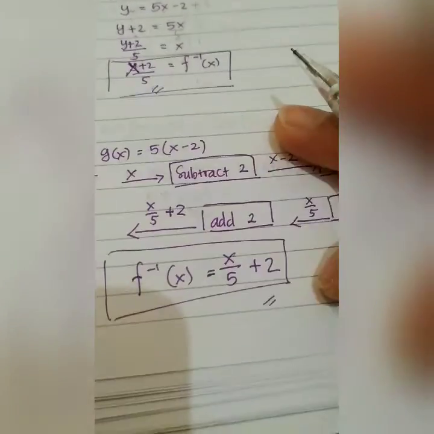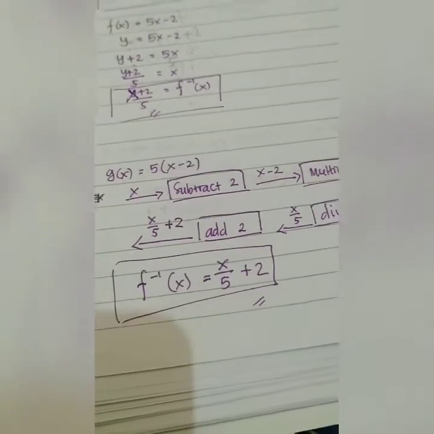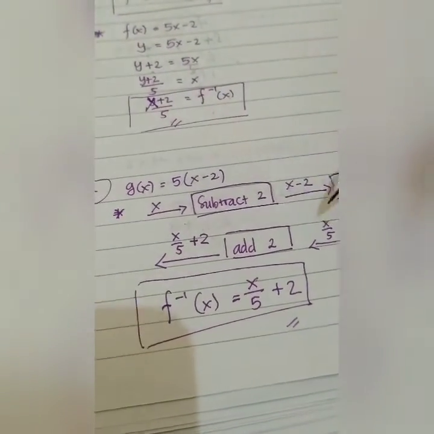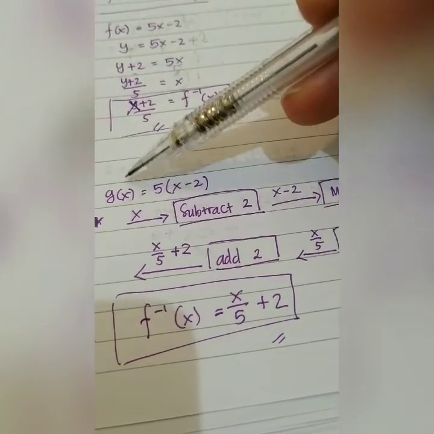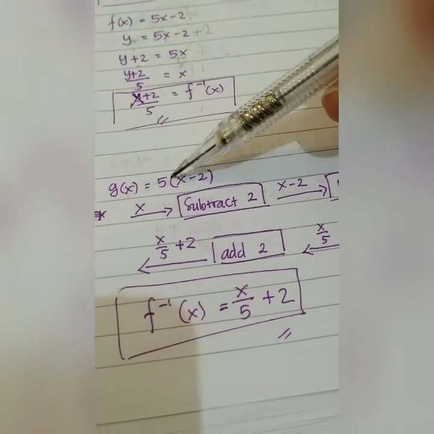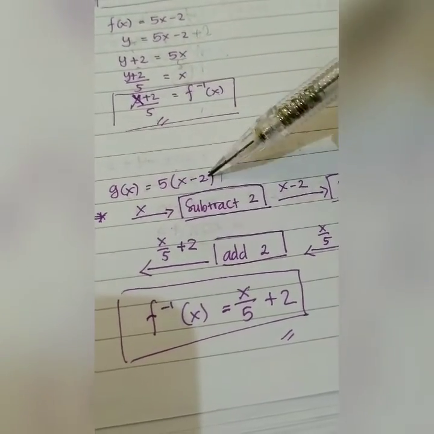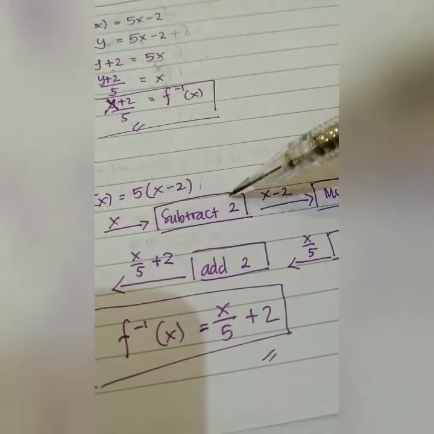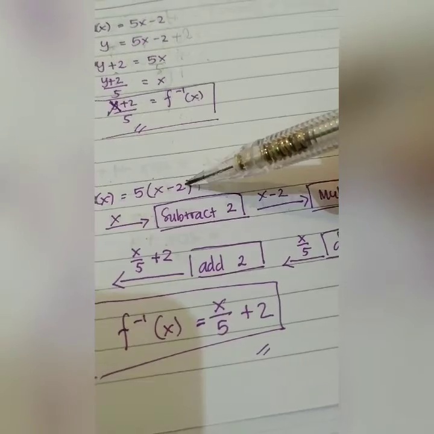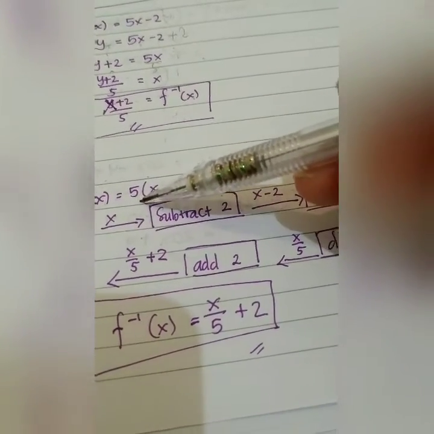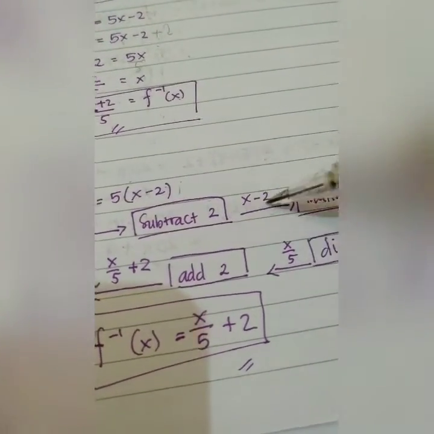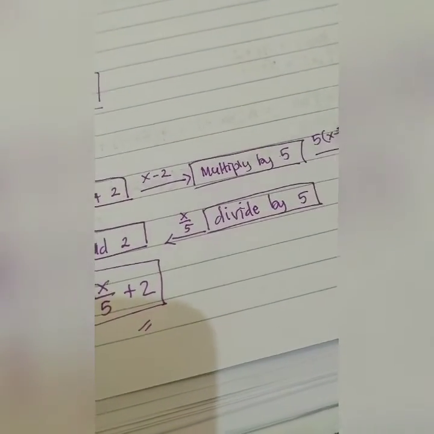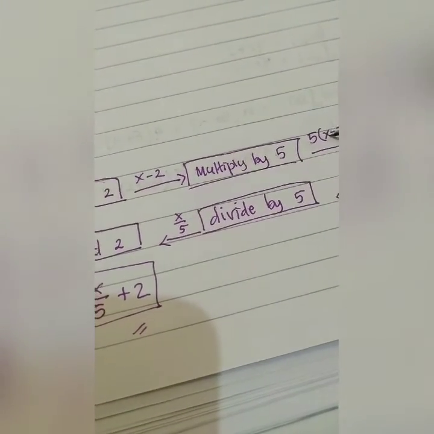And then we are going to number 2, which I see many of you got wrong, so I need to explain that. Number 2 is g(x) equals 5 open bracket x minus 2. First method is flow diagram. First is subtract 2, not multiply by 5, okay? Subtract 2, we get x minus 2. Then we multiply by 5, and we get 5 open bracket x minus 2.